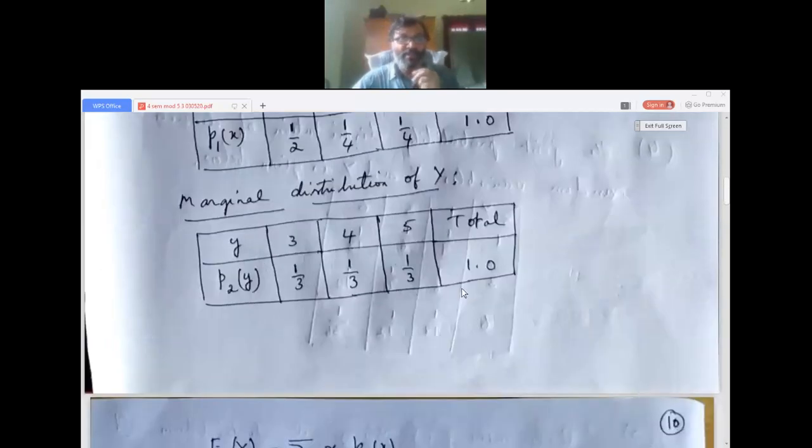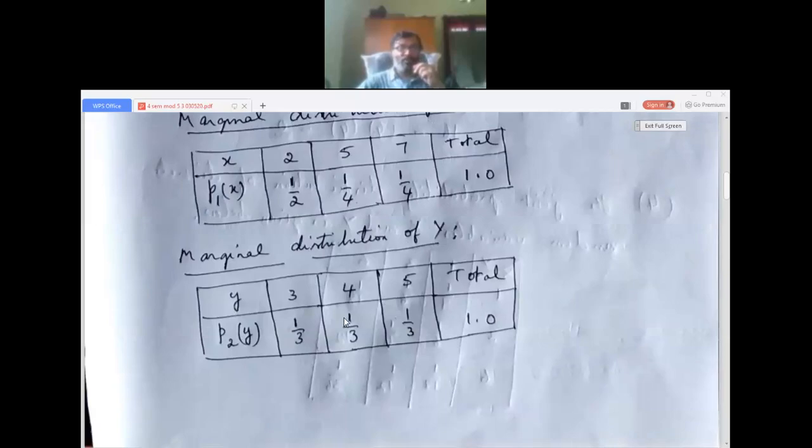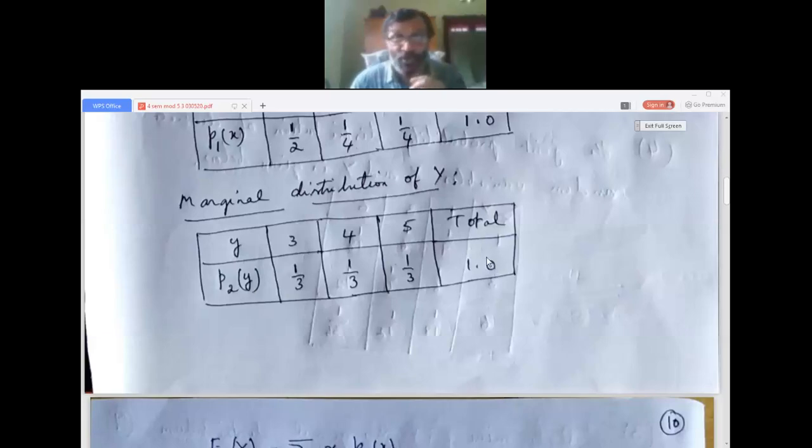Again, the marginal distribution of y. It is already there in the table as the addition. For the marginal distribution of y, the y values are 3, 4, 5. Then P2 of y: for 3, P2 of 3 is 1 by 3. For 4, P2 of 4 is 1 by 3. For 5, P2 of 5 is 1 by 3. Then find the total. You get 1.0. Here also you can see they are the same.